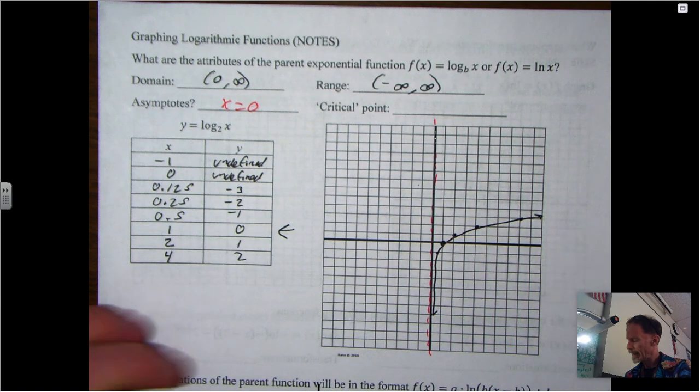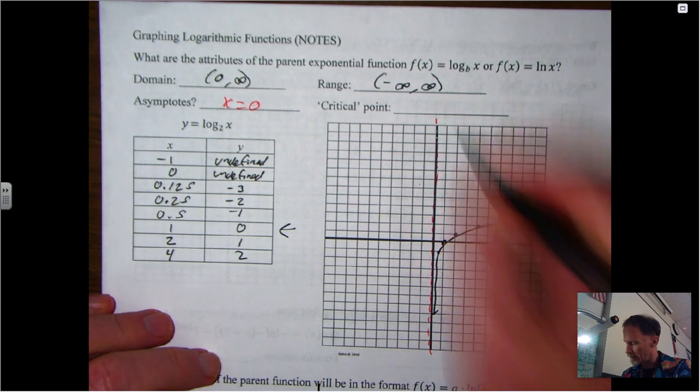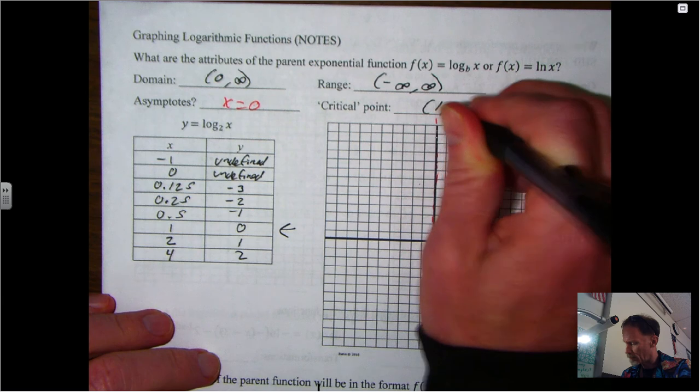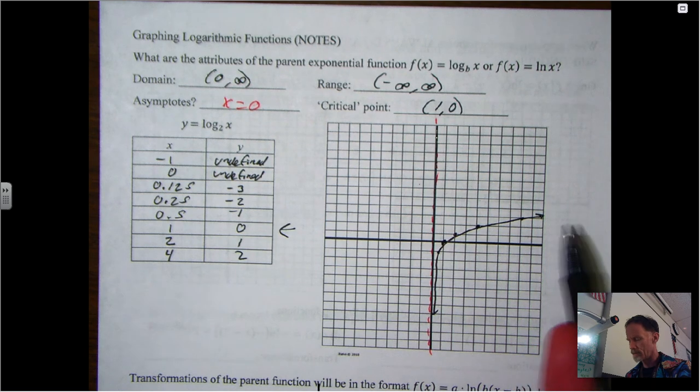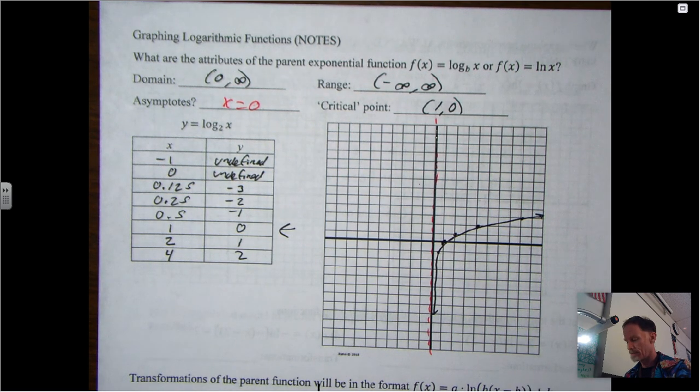Okay? And then again, I did mention that critical point. That critical point we're going to be looking at is the point (1, 0). And that's what's going to move when you do your transformations. Just like the previous video when I talked about graphing exponentials, when we're looking at graphs of logarithmics, really, if the asymptote's in the right place, if the critical point is in the right place, and if the general shape of the graph is good, I'm not going to get too terribly picky after that.